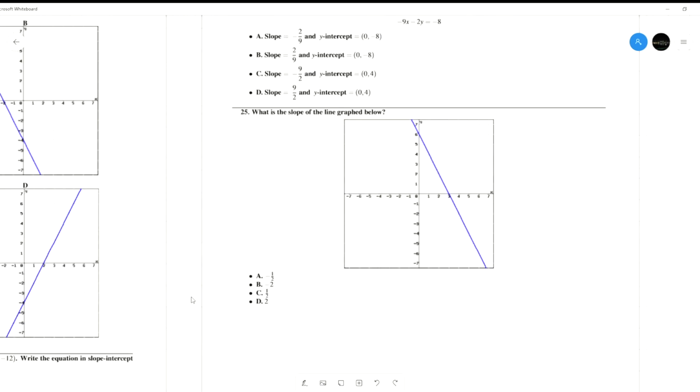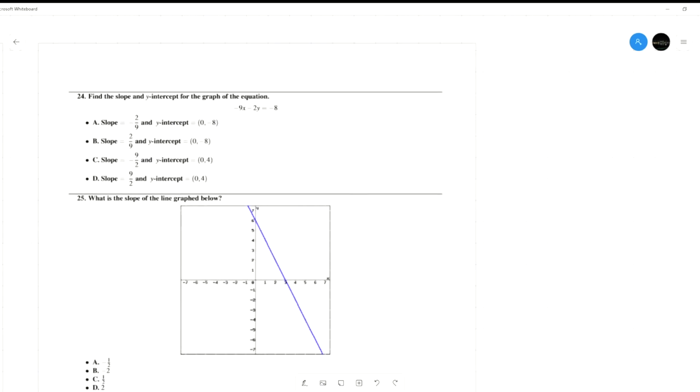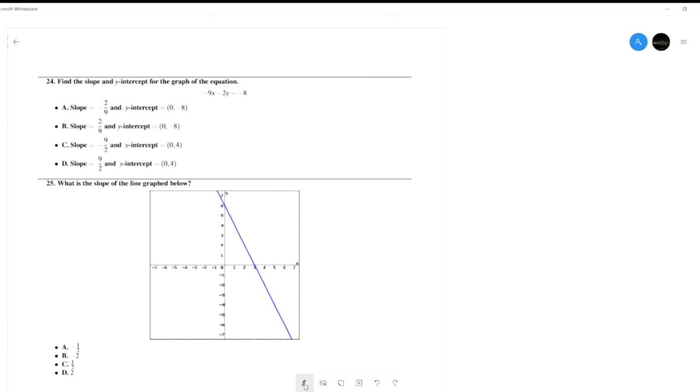All right. Last one here, or last two, sorry. Find the slope and y-intercept. So we have to solve and change it into y equals mx plus b. Very, very straightforward here. Since y is on the left-hand side, we're just going to add 9x to both sides. So -2y is equal to 9x, since we added, minus 8. Then we divide both sides by -2, right?